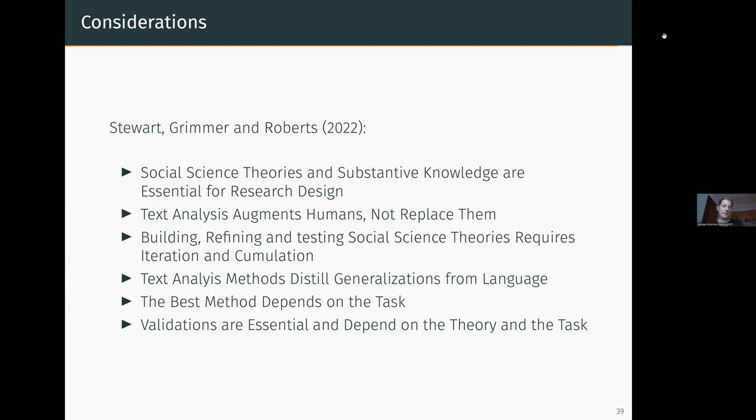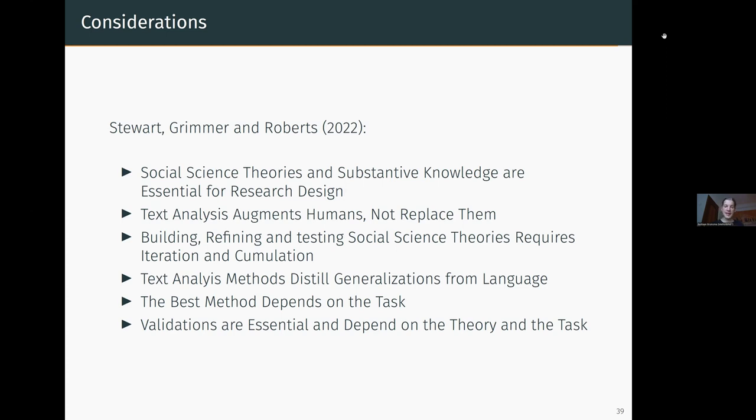Then building and refining and testing social science theories requires iteration and accumulation, also text analysis. Very rarely it happens that you have got the right methods from the get-go. You mostly do it, test it, does it work? No. Let's go back. Let's iterate. Let's accumulate, and then you find what you want.